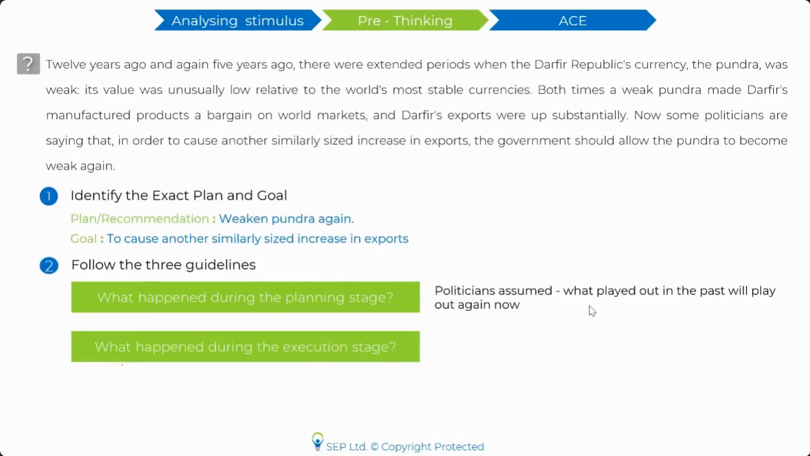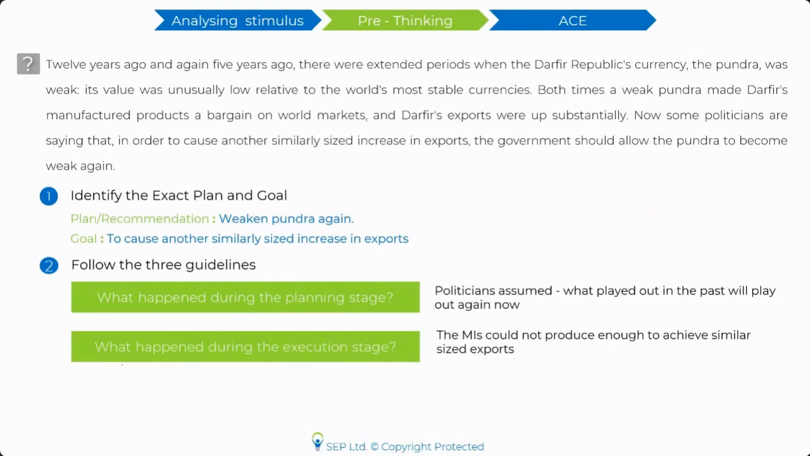Now, when you're talking about carrying out the plan, what if the manufacturing industries of Darfur cannot produce enough to achieve the same increase in exports? What happens then? Then making the Pundra weak again will not really help us to increase the exports in a similar manner, right? Can you see this, guys?